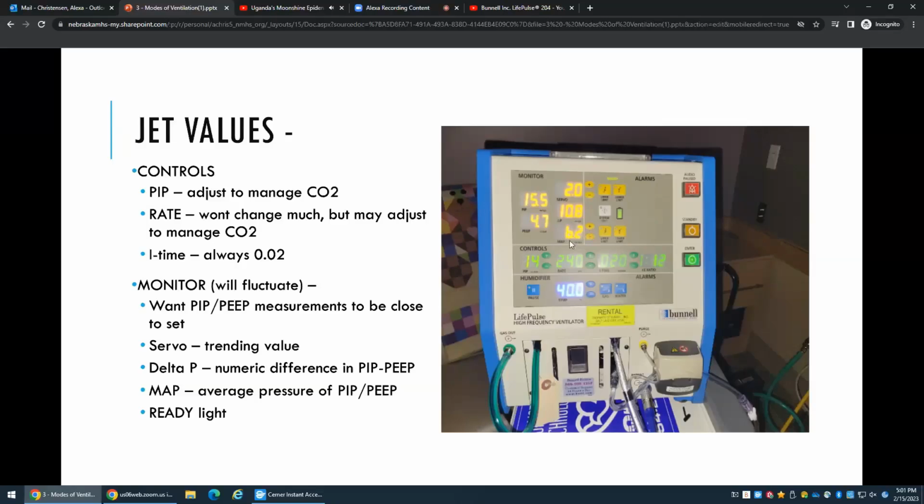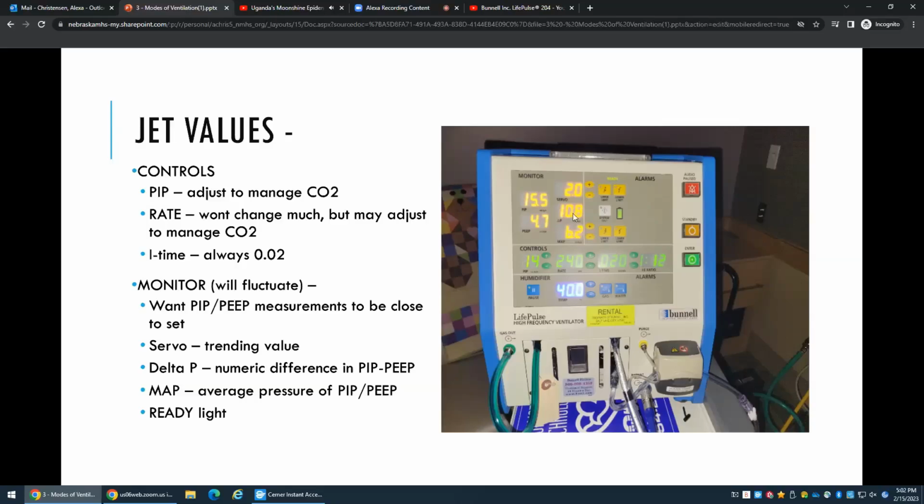The measurement here for the MAP, again, the mean airway pressure, that average pressure in the lungs that's kind of always there. This is the average pressure of your PIP and your PEEP together. So these two numbers also affect the MAP or your mean airway pressure.